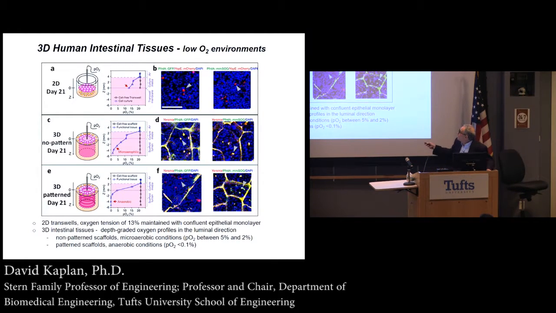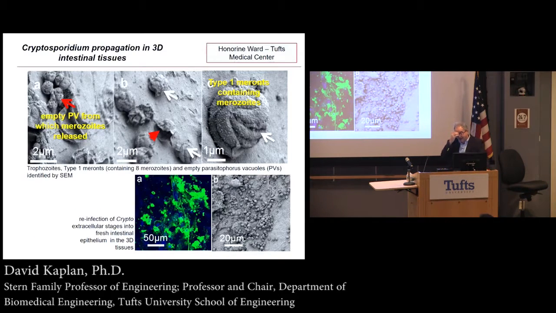If we had the non-patterned system, we can get down to microaerophilic conditions, which is what you want to see. And with the patterned conditions, we get all the way down to anaerobic conditions. So we really have a model that has the structure, it has the kind of mucus and other responses, and it has the control of oxygen to allow you to move forward. Ultimately, the best readout is a biological one.